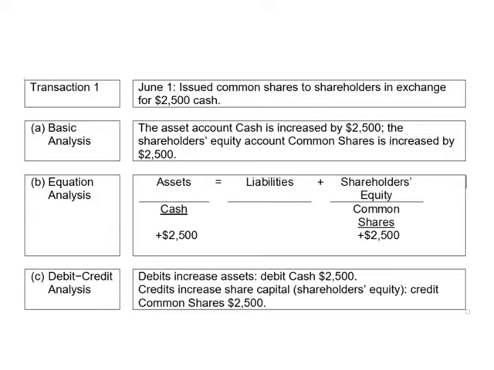The debit-credit analysis is eventually going to become the basis for our journal entry. Our debits will be listed to the left and show an increase to cash of $2,500. Our common shares will increase by crediting in the same amount and be written slightly over to the right.